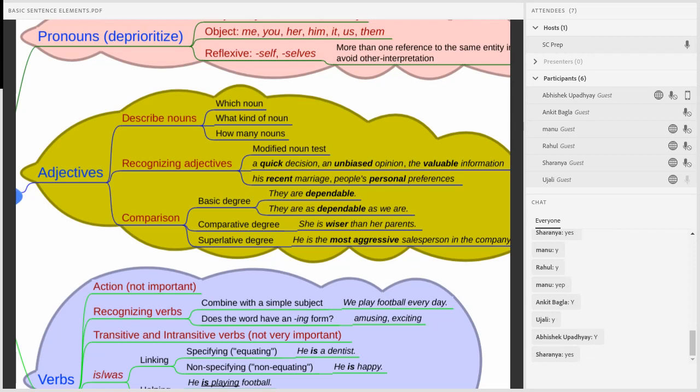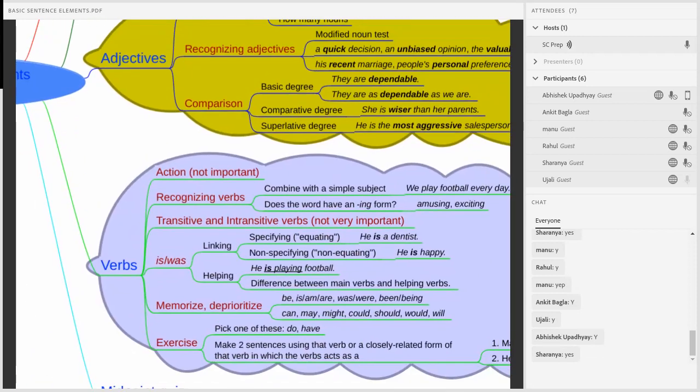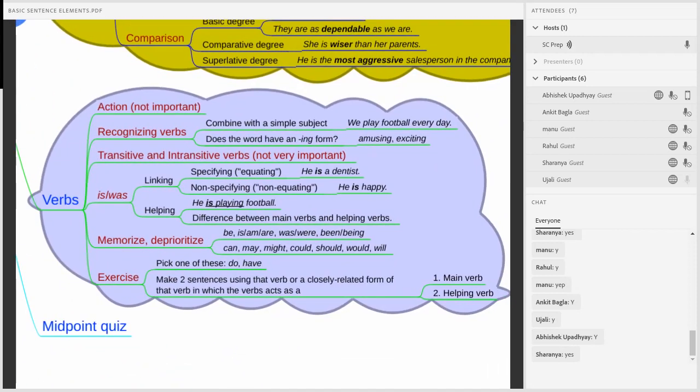Excellent. All right, guys. Now let's come to the third one, which is verbs. So these three are big ones: nouns, adjectives, and verbs. Right? Everything else will be different degrees of usefulness, but these three are fundamental.